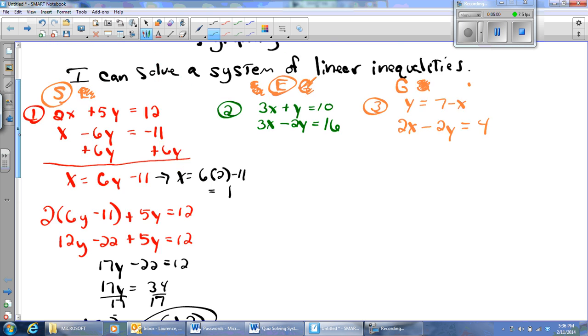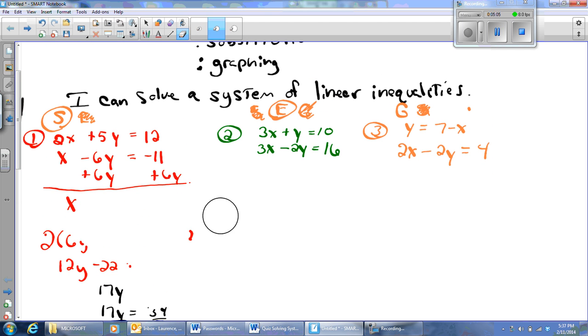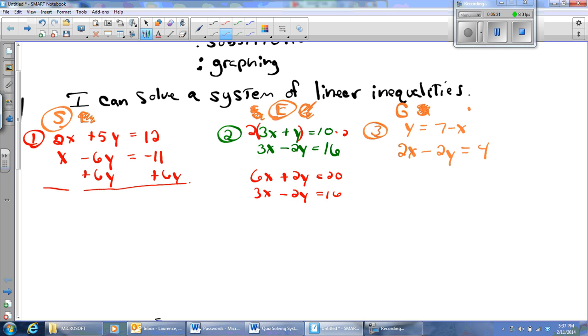All right, let's do the green equation now. Let me make some room here. Okay, I said I was going to do this one by elimination, and I'm going to multiply the top equation by 2. So we're going to get 6x plus 2y equals 20. And then the second equation isn't changing. I like the fact that I didn't have to multiply both equations. I'm going to go ahead and add them together. Should put a plus sign there.